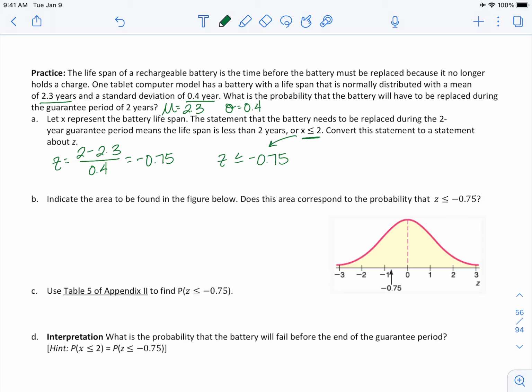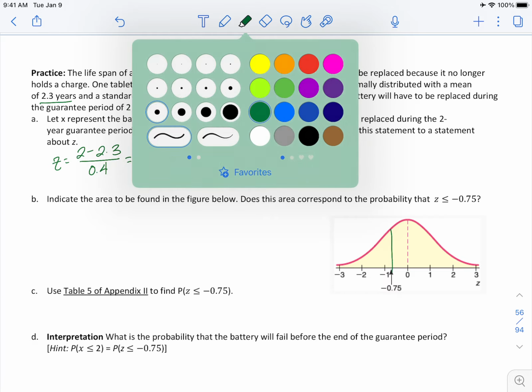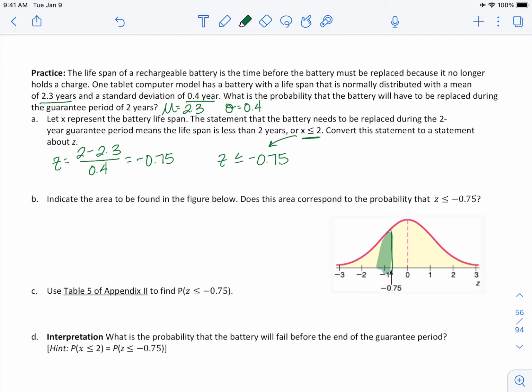Indicate the area to be found in the figure below. Does this area correspond to the probability that Z is less than or equal to negative 0.75? So again, we're going to draw a line down here, and then we're going to shade. We want less than, so we're going to shade here below that negative 0.75. And so yes, it does correspond to this. It says use the table. I'm going to show you how to do it using the calculator. If you use the chart, you do get 0.2266. In the calculator, we do normal CDF.